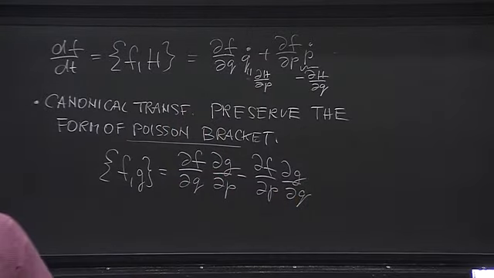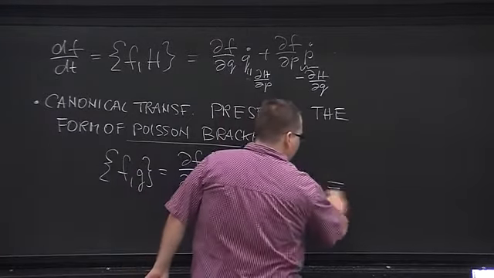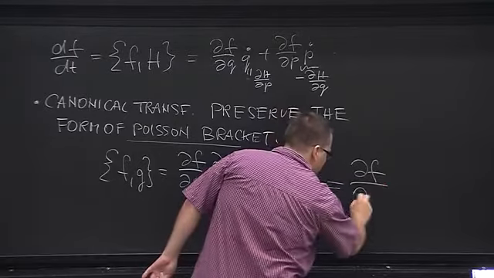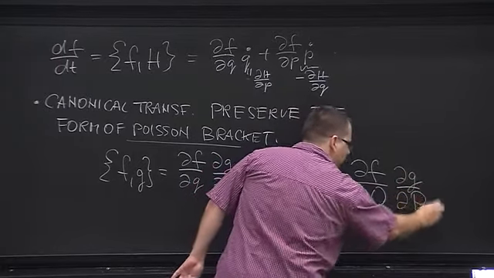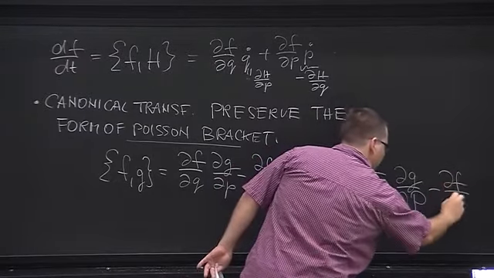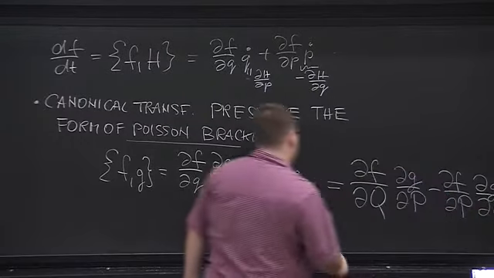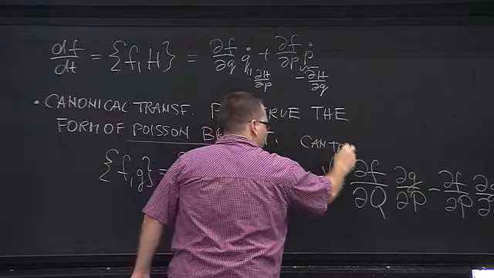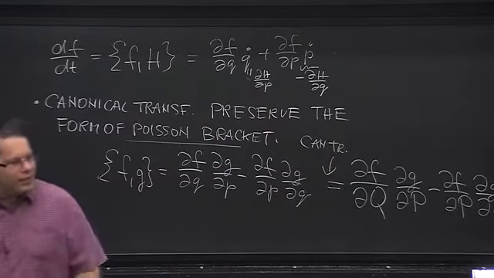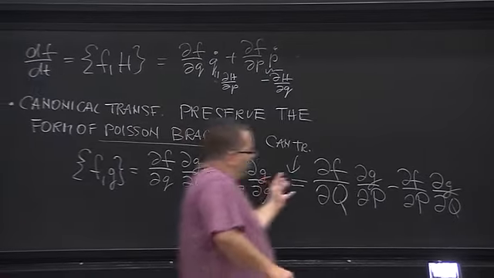And the statement is, if and only if you have a canonical transformation, you can also write it in terms of the new coordinates, and it will have exactly the same form. In all other cases, I can do some other transformation, but this will be something much more horrible.